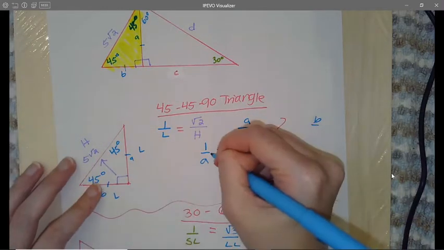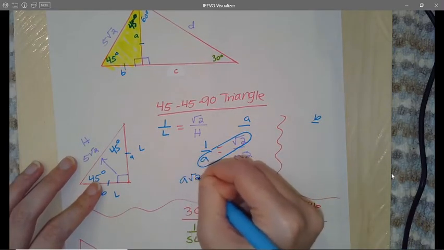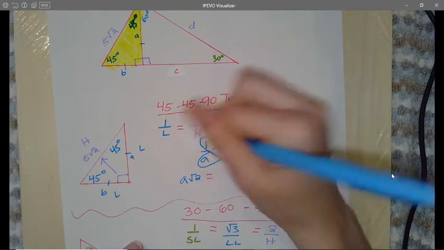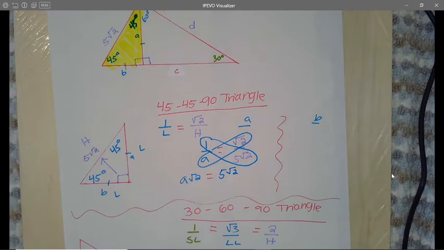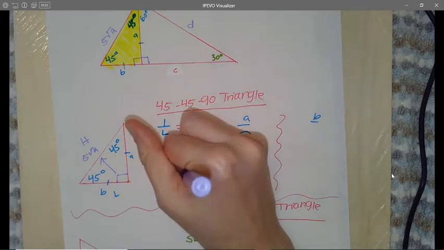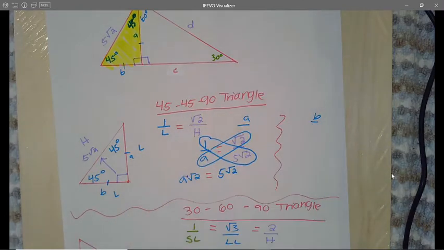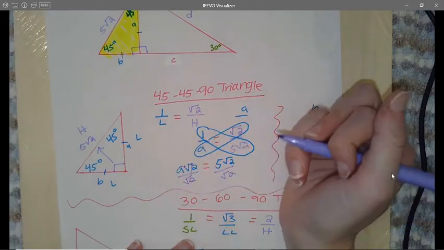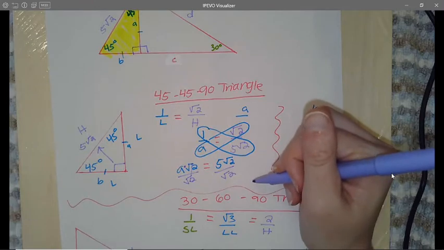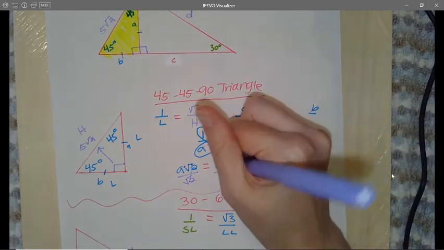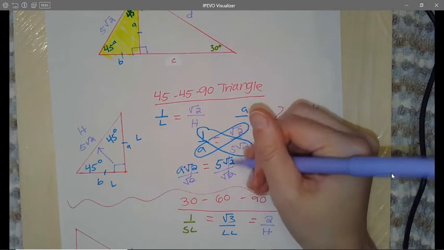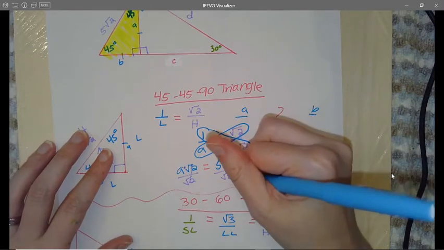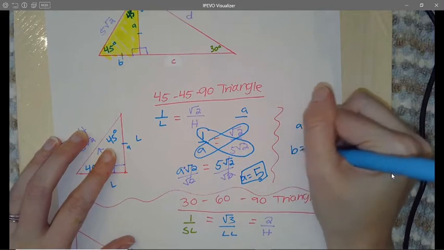Let's cross multiply. A times root 2 is simply A root 2, or root 2A, doesn't matter. And that will equal the other way: 1 times 5 root 2 is 5 root 2. Now I need to simply solve for A. The root 2 and the A are secretly multiplying together, so the way you move root 2 to the other side is by dividing both sides of the equation by root 2. Root 2 divided by root 2 cancels out and turns to 1. We're left with 5 root 2 over root 2, and the two root 2's also cancel out on this side, which means we're left with A equals 5 times 1, which is simply 5. And since A equals B, that means B will also equal 5.